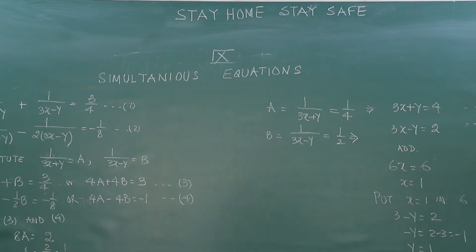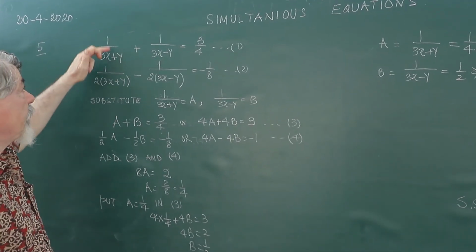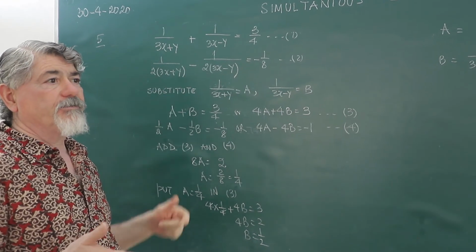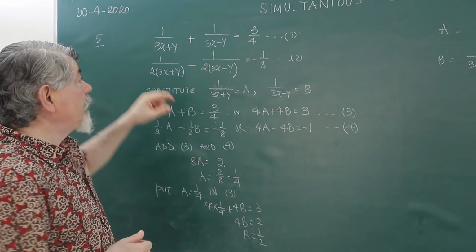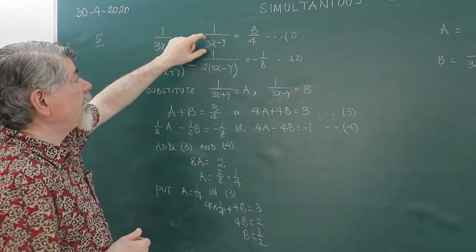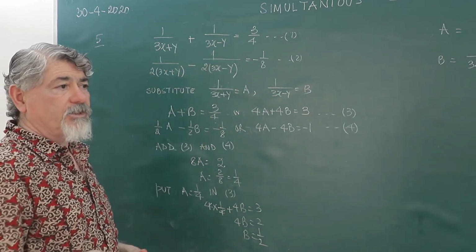The next question I have 1 upon 3x plus y plus 1 upon 3x minus y is equal to 3 upon 4. Second equation is 1 upon 2 into 3x plus y minus 1 upon 2 into 3x minus y is equal to minus 1 upon 8. In the previous questions we dealt with 1 upon x, 1 upon y. Then we dealt with 1 upon root x, 1 upon root y. Then we dealt with something else. And now I have 3x plus y and 3x minus y in the denominator.